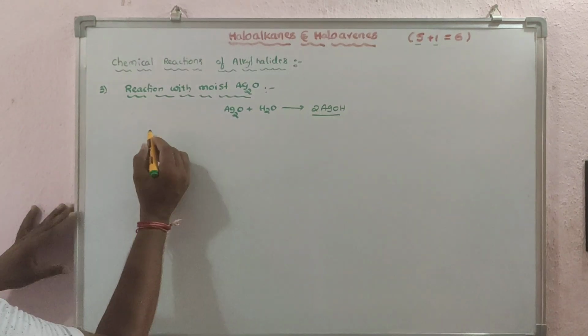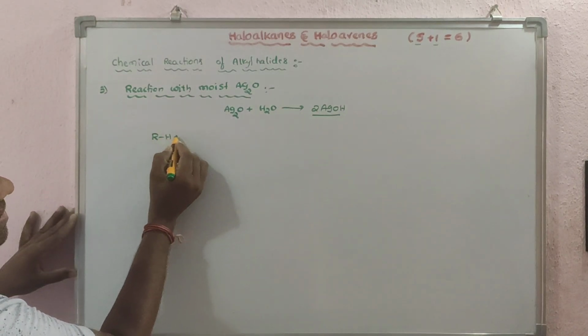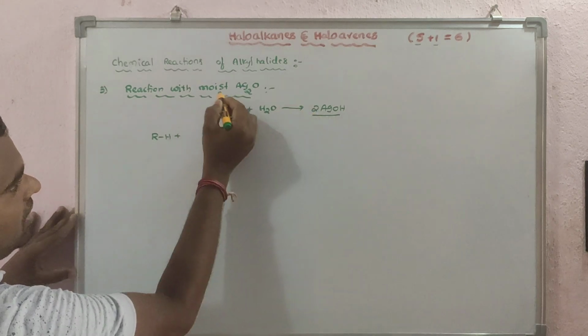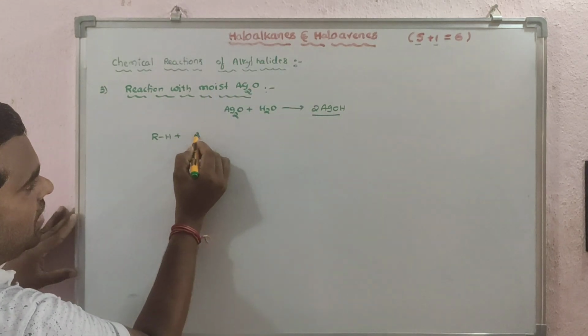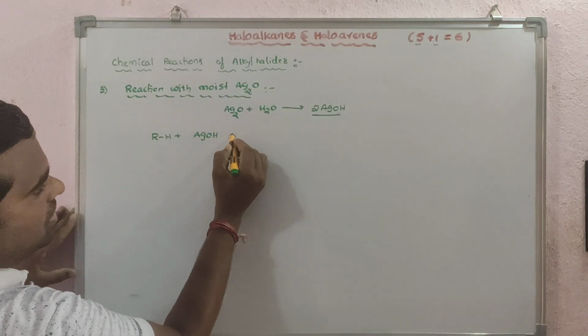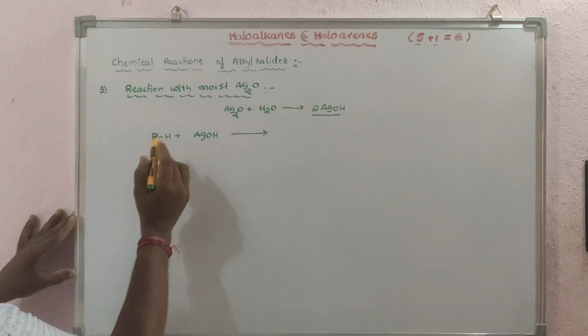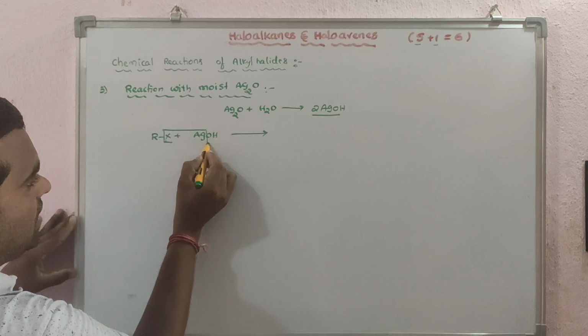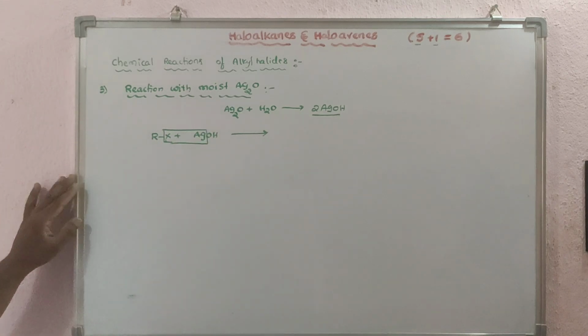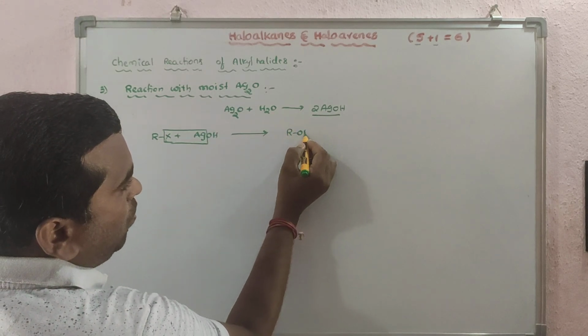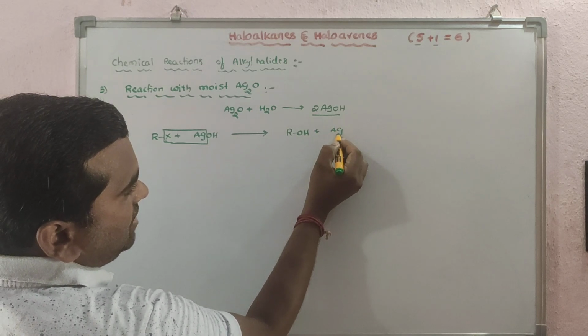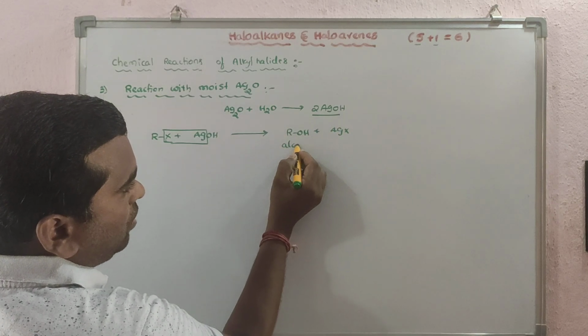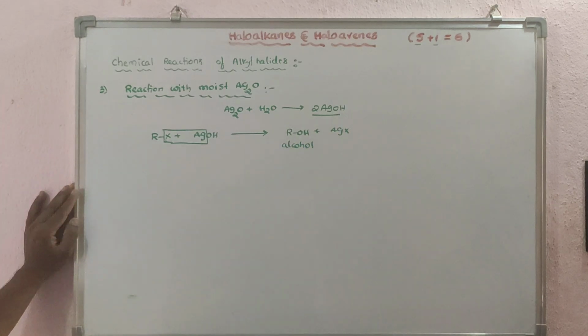Clear? Now treat this one, RX plus moist H2O, which means we can take AgOH here, and it is converted into RX here. Then what compound will you get? This is AgX and ROH plus AgX. What have we prepared here? Here also we are preparing alcohol.